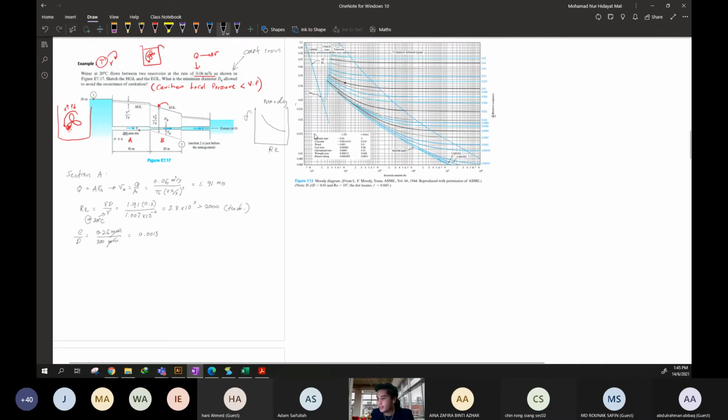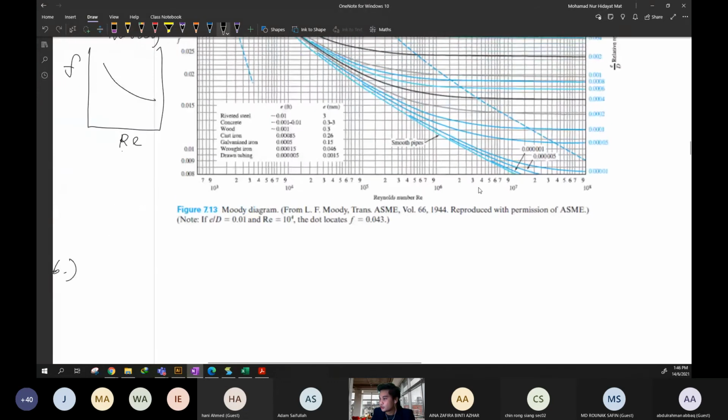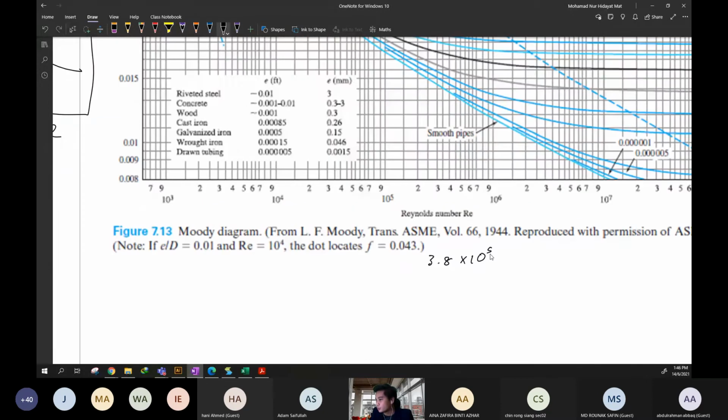Based on the Reynolds number and the relative roughness, look directly at the Moody diagram. So 3.8 to the power of 5: this is 1, this is 2, this is 3, this is 4, this is 3.5, around here. Using a ruler, draw this straight line.